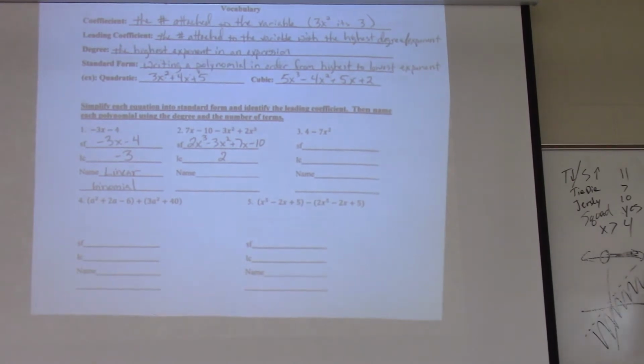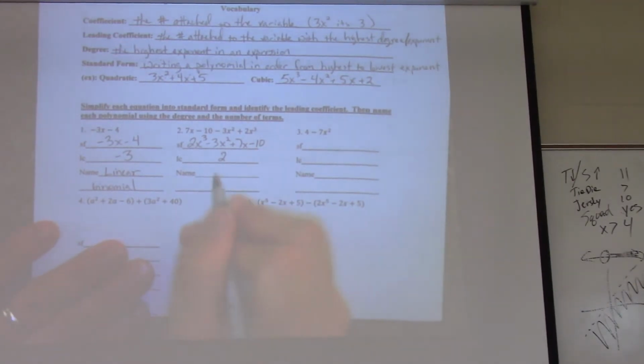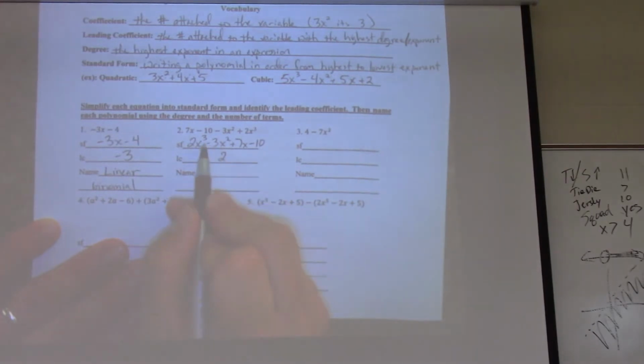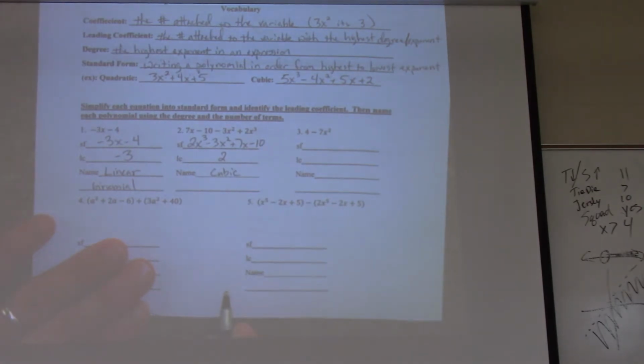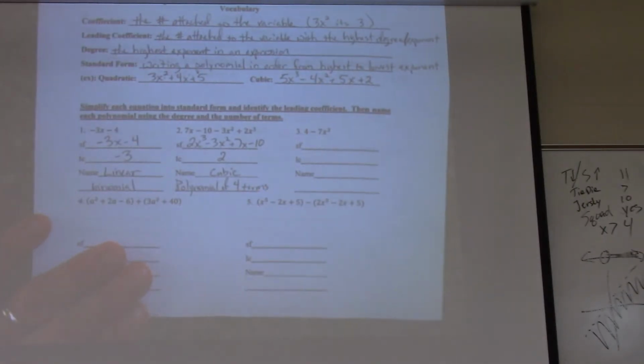Name. Well, what's the degree? Close. Cubic? Cubic, why? Because there's an exponent of 3. Because the exponent is 3. Okay, so cubic. And then what? Polynomial of 4 terms. Anything over 3, that's how we say it. Do we have to say polynomial of 4 terms all the time? Yeah, unless it's 5, then you say polynomial of 5 terms. If it has 6, you say polynomial of 6 terms, that's all. So yes, you do have to say that, okay?